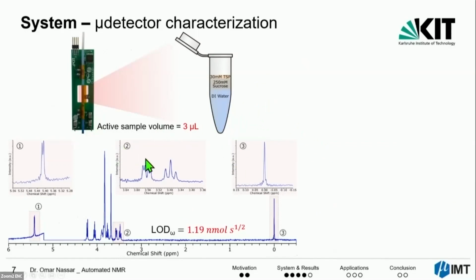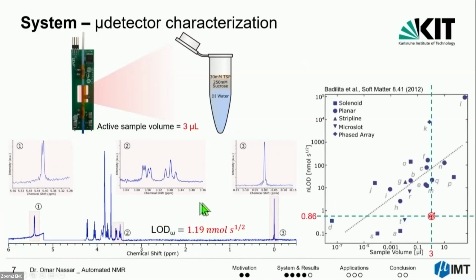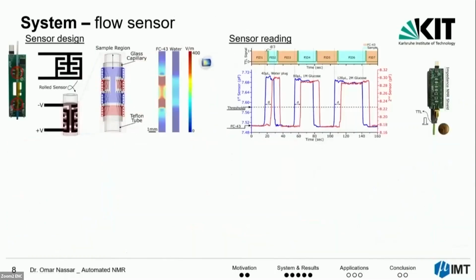So you can see that the microcoil, which we developed ourselves, successfully resolved the J coupling. Also, the limit of detection at 500 megahertz is around 1.19. So we normalized it to 600, so that we are able to compare it to other coils. So here the active sample volume: this microcoil has a sample volume of 3 microliters. So in comparison to other coils having the same sample volume, we are doing far better, and in general we are reaching the limits. So this is regarding the detector, the saddle coil.